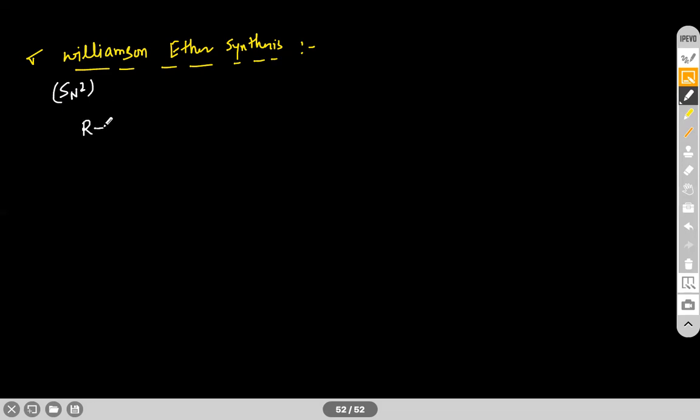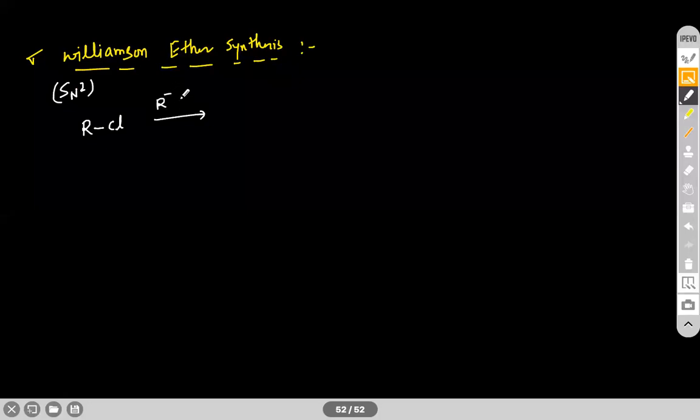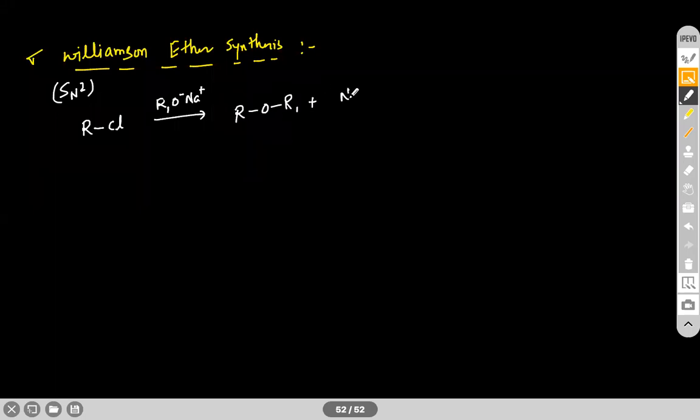And it forms RCl with RO minus Na plus, alkoxide ion we are using. Oh, I'm sorry. This is RO minus, I should write. Suppose I'm taking this R as R1. R1 O minus Na plus. It forms ROR1 plus NaCl. This is the overall reaction.